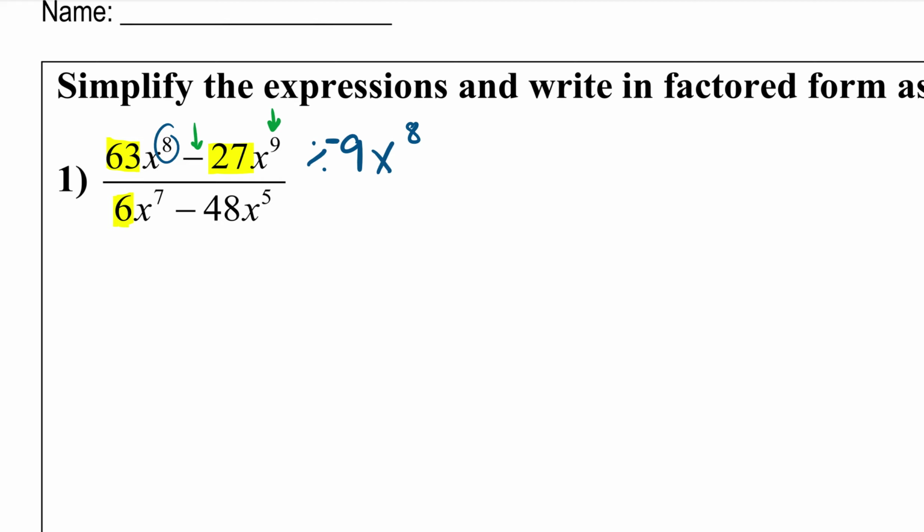Now I have to do the bottom. So the bottom, I have 6 and 48. This one's a little easier. 6 goes into both. I have an x in both, so I take out an x, and my lowest exponent is 5. And if you look, my highest exponent is 7, which is positive because there's nothing there. So my GCF is positive.